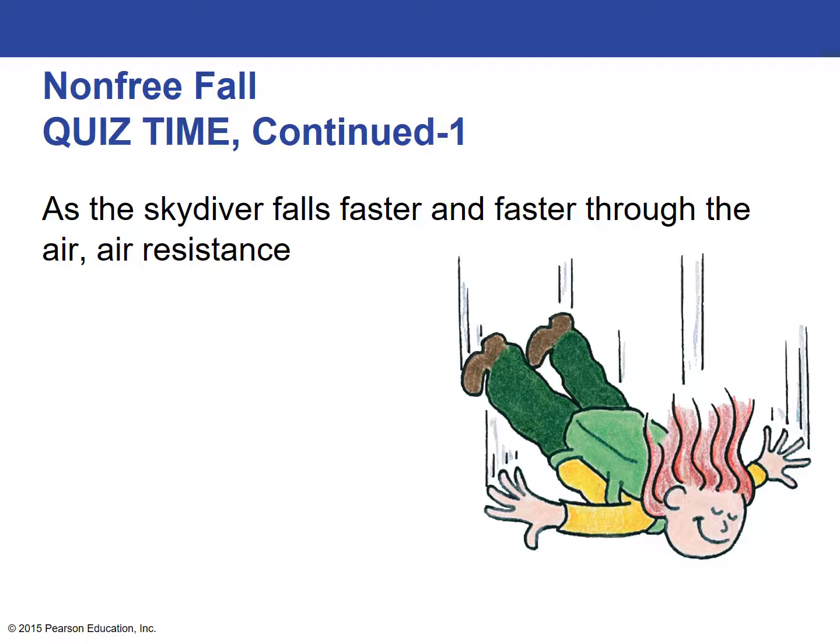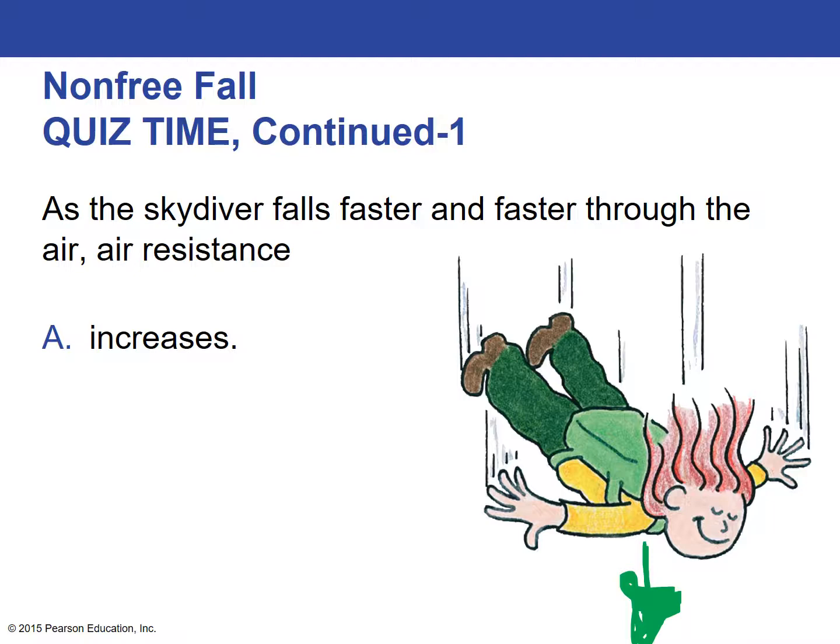As the skydiver is falling faster and faster through the air, what's happening to the air resistance? The force between the skydiver and ground is due to the massiveness of the person and the force and the 10 meters per second squared that is gravity.